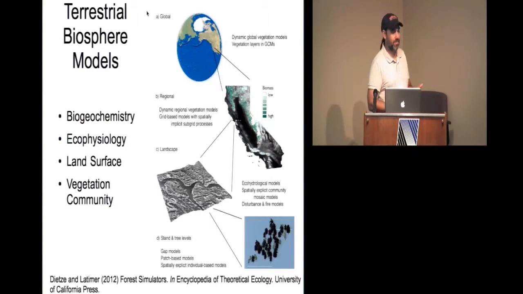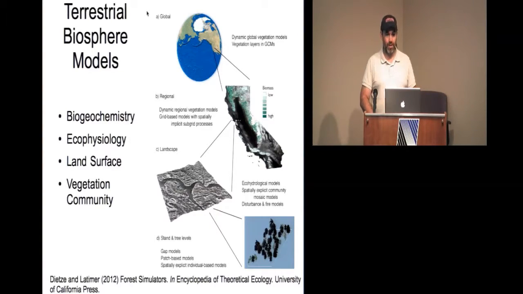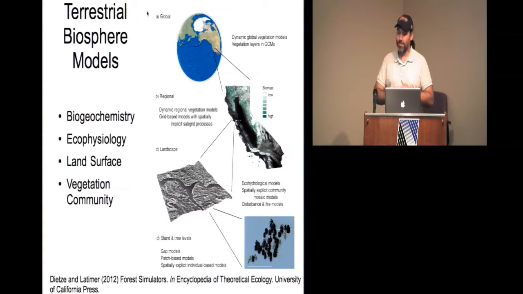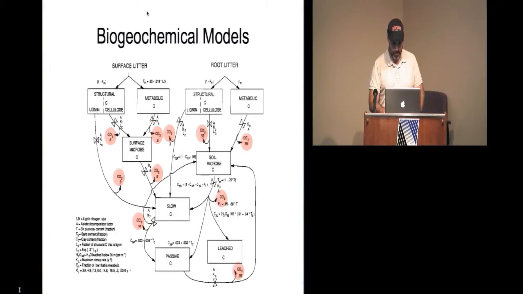So the questions that I started with: where is the carbon sink going? What is the carbon sink going to be? How are ecosystems going to respond? Those are questions about the future, questions about the current state. And so one of the ways that we address this is through the use of what we call terrestrial biosphere models. These are models that are trying to capture different aspects of the functioning of ecosystems, their biogeochemistry, their ecophysiology, the physics of the land surface, and the dynamics of vegetation communities. And they're trying to do this at scales ranging from individual trees up to the whole globe.